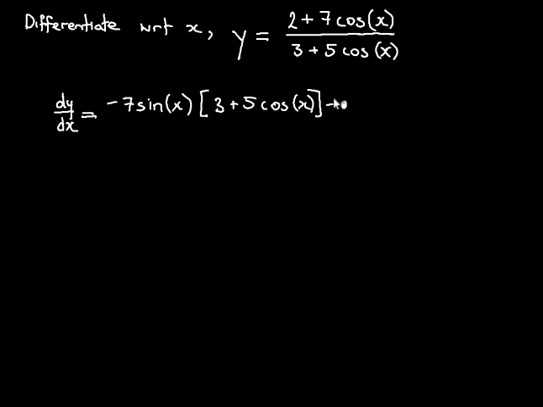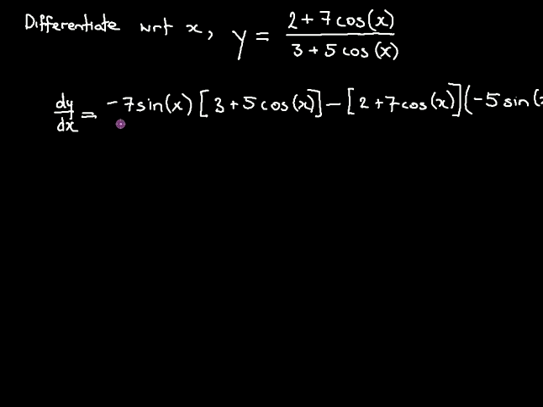And then I have to multiply to that the denominator, 3 + 5 cos x. Then I subtract. This time I keep the numerator the same, so 2 + 7 cos x, and then I differentiate the denominator. If I differentiate this, the 3 is a constant, so it's going to disappear. And then the 5 cos x, again, if I differentiate cosine, I get negative sine, so I get negative 5 sin x.